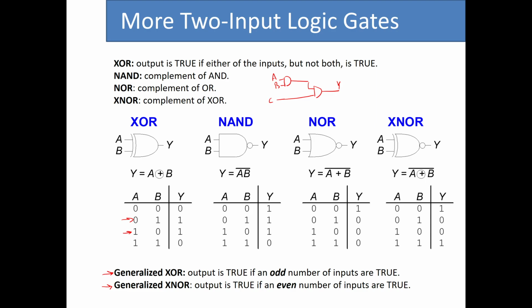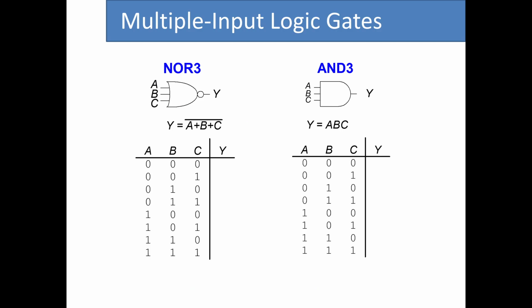So these are the two generalized definitions for XOR and XNOR. And again, I highly suggest you try to go from a 2-input XOR to a 3-input XOR and see how these definitions can be derived. So now that we have seen this, let's just go over some multiple input logic gates and see how they work.